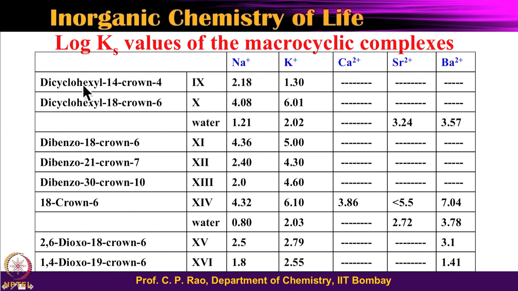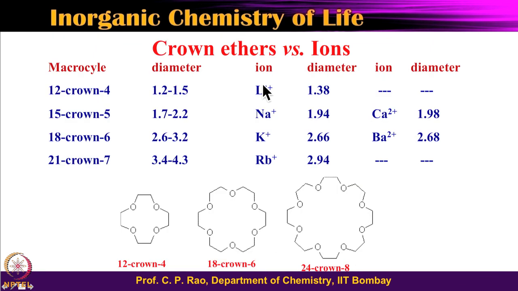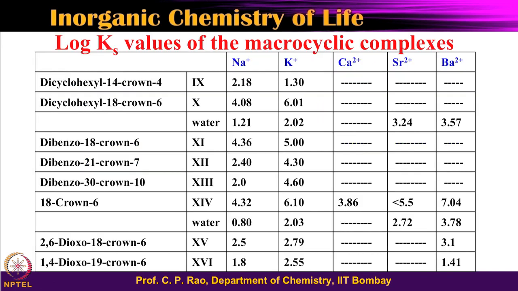Okay, you take dicyclohexyl 14 crown 4. A good fit for this is what? A good fit for this is lithium. And here what we are looking at is sodium. Sodium shows some binding strength, potassium shows much less. Why? Because the potassium ion is much bigger than the sodium ion, it cannot fit at all. Sodium also cannot fit, but slightly it can interact.